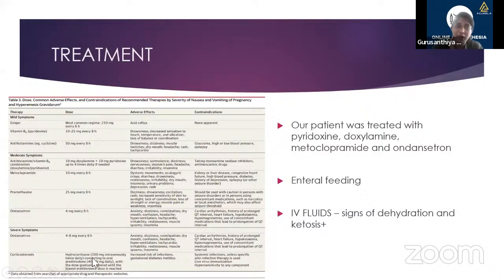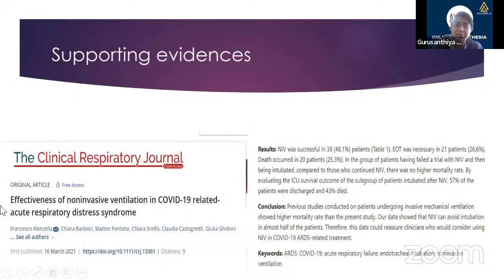We tried to start her on hydrocortisone later, when she presented with the COVID features, and we started her on steroids because she had desaturation. The supporting evidence for using non-invasive ventilation in such cases has been in the Lancet and the Clinical Respiratory Journal from the start, showing that non-invasive ventilation can avoid intubation in about half of the patients they have seen.